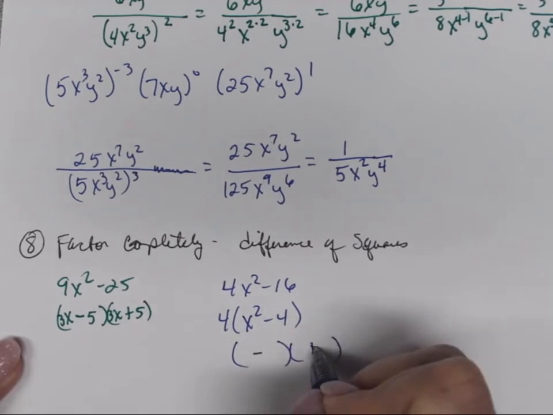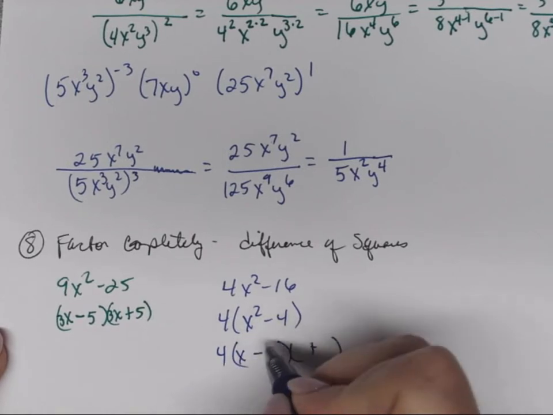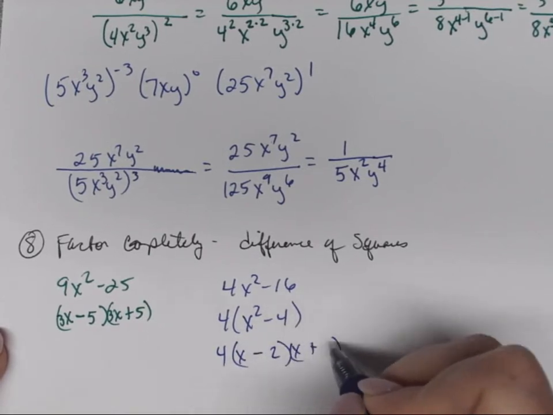So a minus and a plus, or a plus and a minus, it doesn't matter. Keep your 4. Square root of x squared is x. Square root of 4 is 2. And repeat.